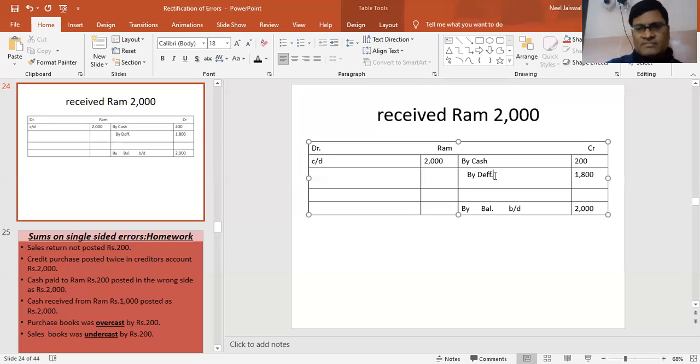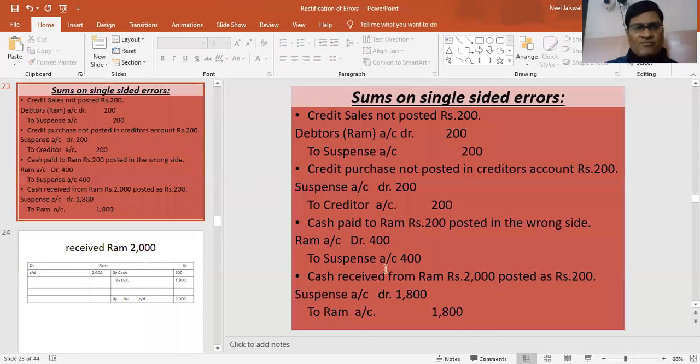In deficiency, see the same side. I should have recorded 2000, I have not recorded it, so see the same side. My side is the credit side, so I will credit RAM. It is a one-sided effect, so suspense to RAM will be my correct entry. Suspense to RAM, 1800, 1800.